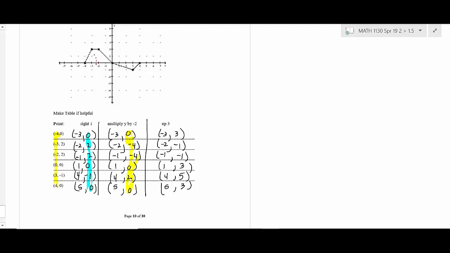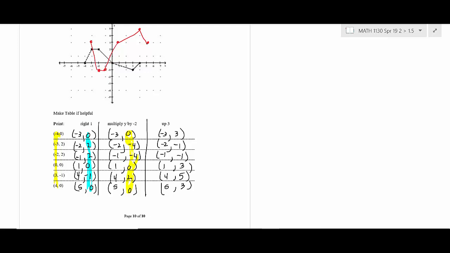So let's see. We'll plot the points and then we're done. So we have -3, 3. -2, -1. -1, -1. 1, 3. And then 4, 5. And what was the last one? 5, 3. So I think I got that right. Then you just connect them in order the way it was there. So if you look at this, it's done all the transformations. You can tell that it's been stretched vertically. It's been turned upside down, and then everything's been moved right 1 up 3. That's it.